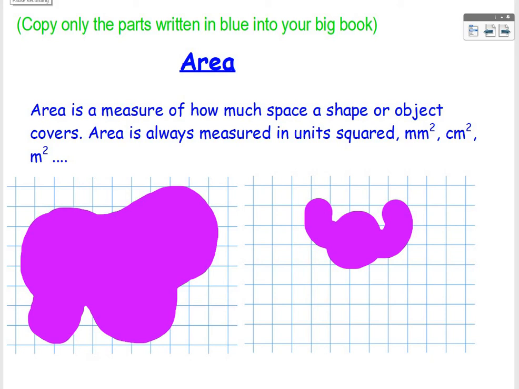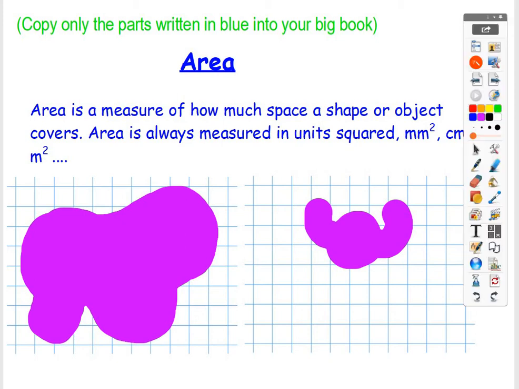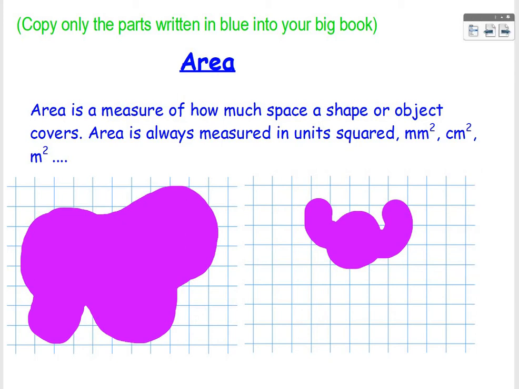Today's lesson, we're going to have a little look at an introduction to area. Now, area is a measure of how much space a shape or object covers. Area is always measured in units squared, so millimetre squared, centimetre squared, metre squared, etc. So once you see a measurement given with the small 2 there, power of 2 or indice of 2, you need to think straight away, this is a measure of area. This is telling me how much space is inside the object.